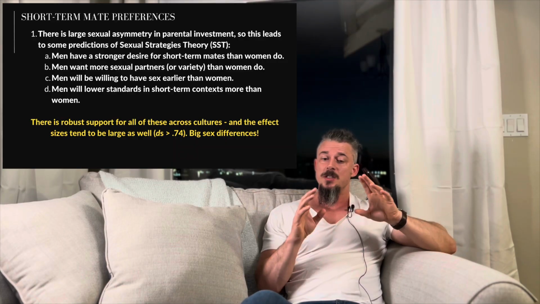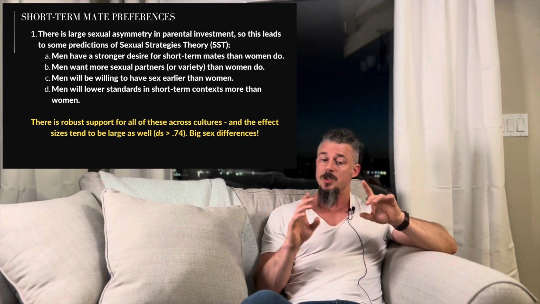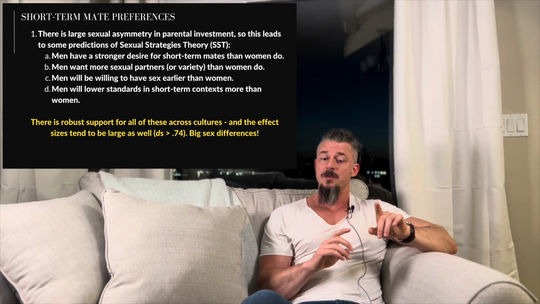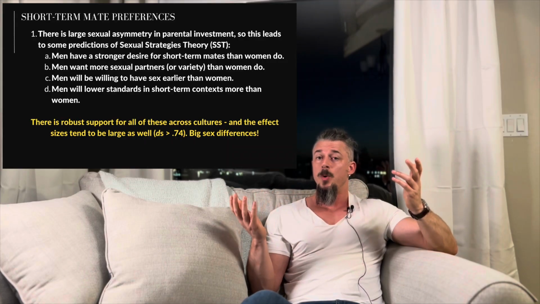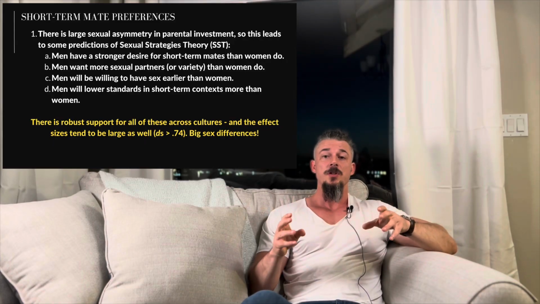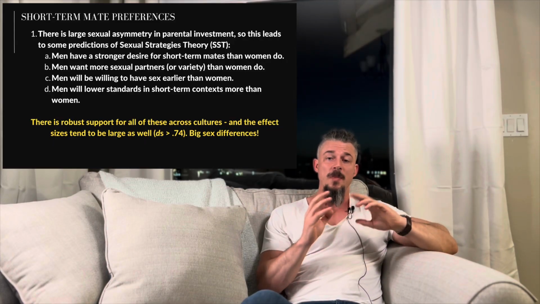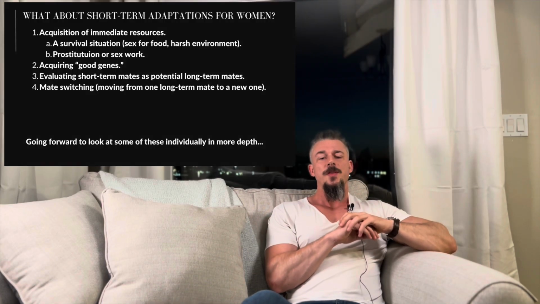There's very robust support for all of these across cultures. So these, again, seem to be kind of universals. And not only that, these are large sex differences, okay? These effect sizes all tend to be large as well. Cohen's d's above 0.7. So big effect sizes, cross-culturally replicated, sex differences in these short-term mating preferences between men and women. Let's look at the next one here.